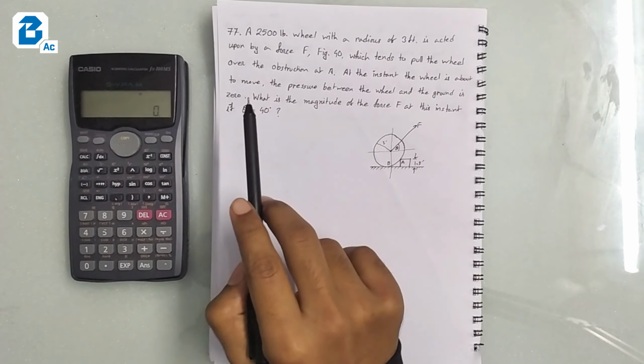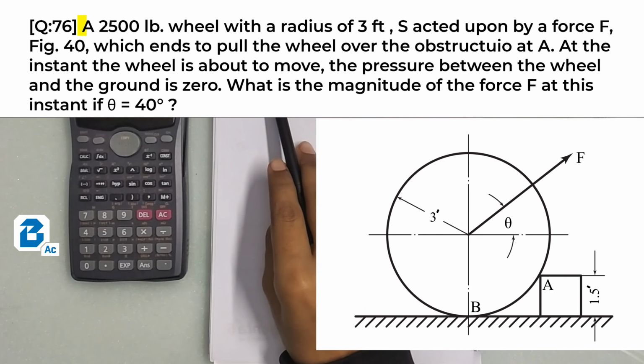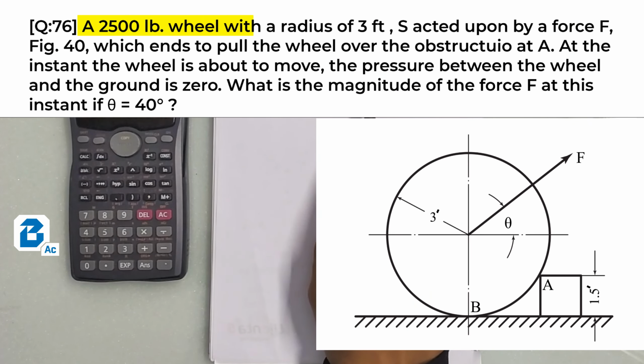Here the problem states a 2500 pound wheel with a radius of 3 feet is acted upon by a force F, Figure 40, which is this one, which tends to pull the wheel over the obstruction at A. At the instant the wheel is about to move, the pressure between the wheel and the ground is 0. What is the magnitude of the force F at this instant if theta equals 40 degree?